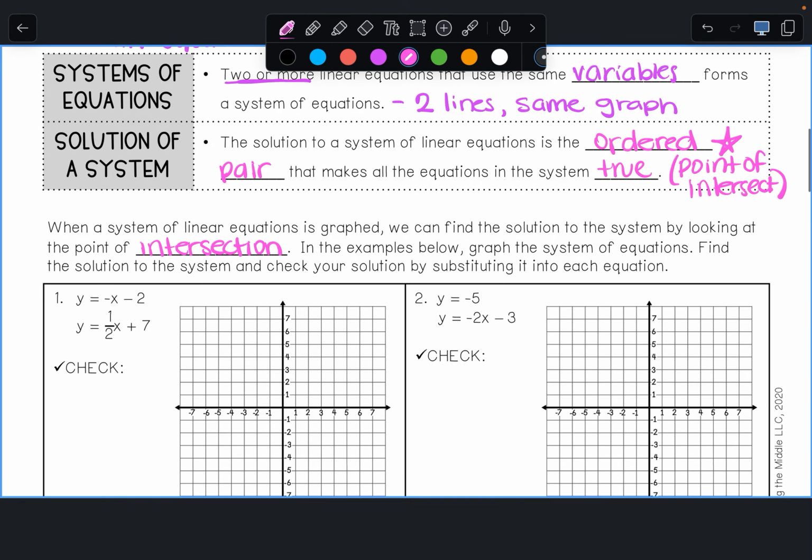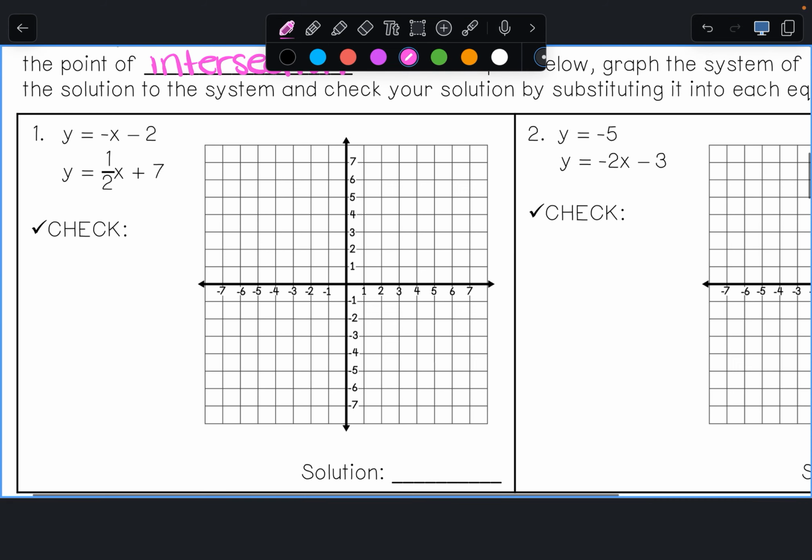And the whole point of systems of equations is to find the point of intersection. So where do these two intersect? What is my solution? -6, 4. They're going to cross at -6, 4. Found my answer. Found my solution.